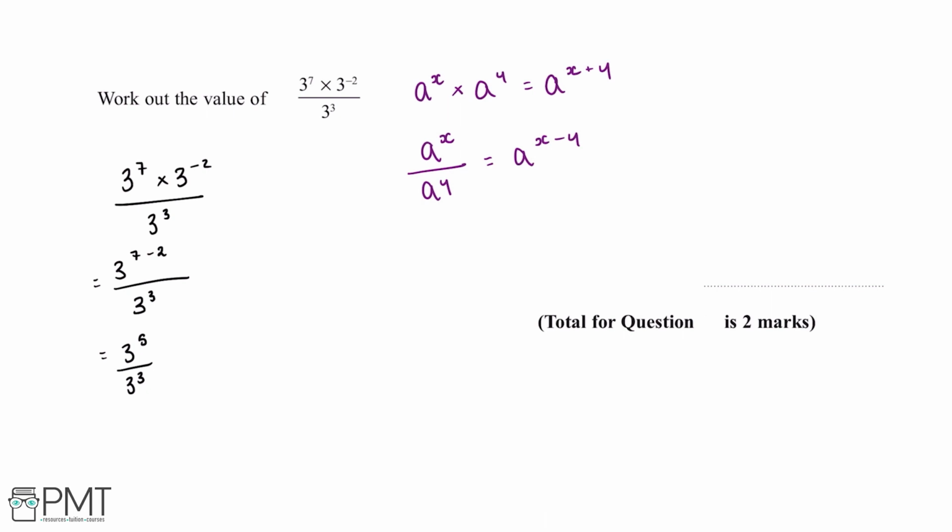And now we can use our second rule of indices. And this gives us that 3 to the power of 5 divided by 3 to the power of 3 will be equal to 3 to the power of 5 minus 3. And 5 minus 3 is 2. So this is equal to 3 to the power of 2. And 3 to the power of 2 is equal to 9. And this is our final answer.